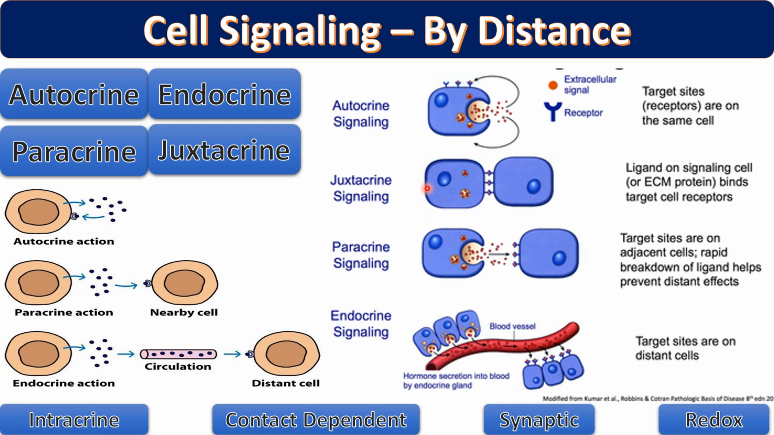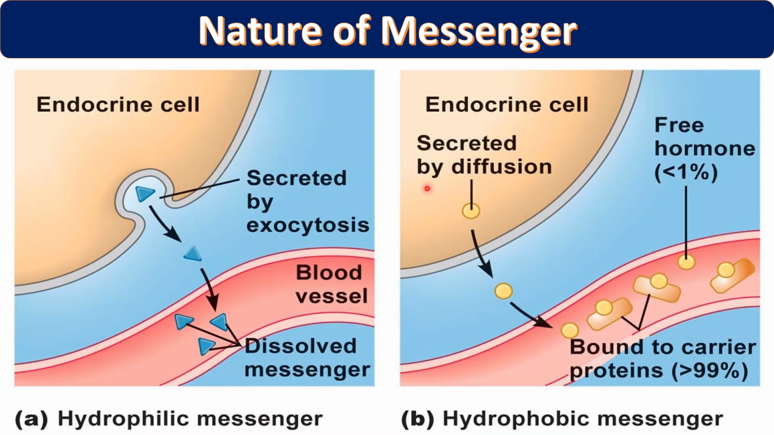Reactive oxygen species can act as signaling molecules for cellular proliferation. So these are the different types of signaling processes, especially by the distance where they work and where they are produced, and how they work. Then chemically, we classified signaling molecules into two broad categories: hydrophilic messenger molecules and hydrophobic signaling molecules.